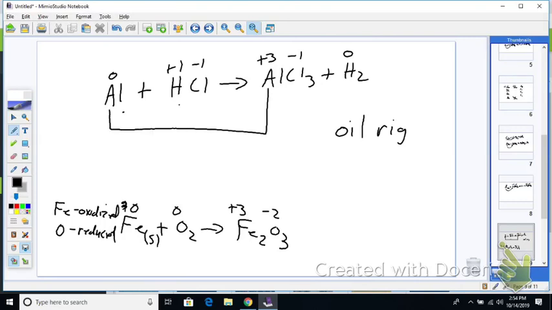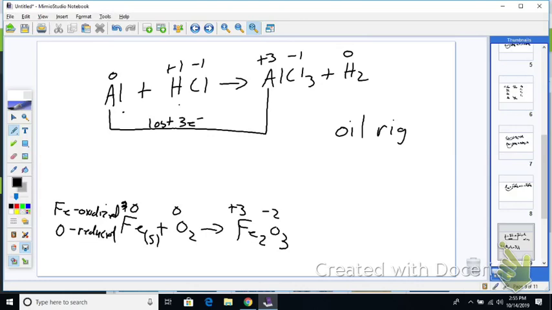How many do they give up? 3. For every one of those that go from the left side to the right side, every atom that goes from the left side to the right side, they lose, or they lost 3 electrons in that case.